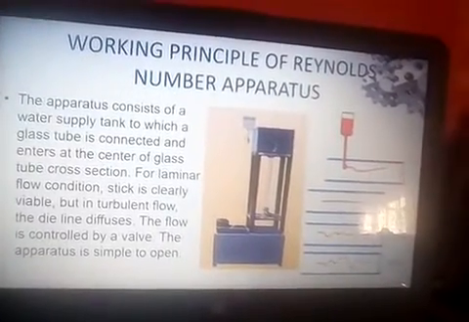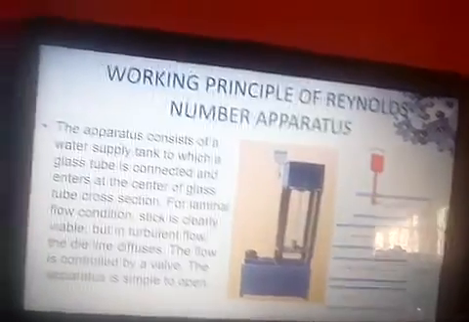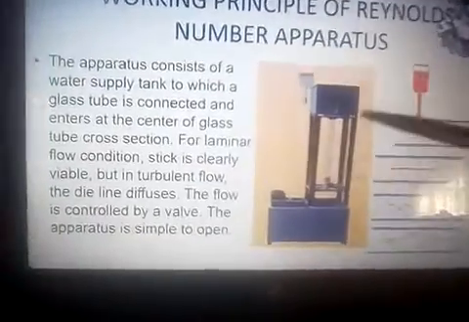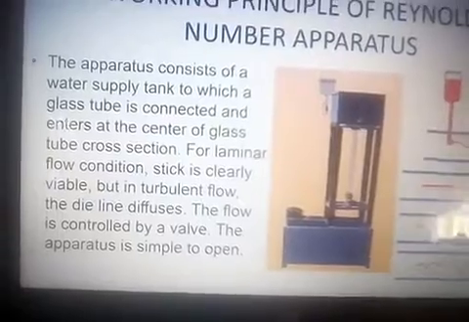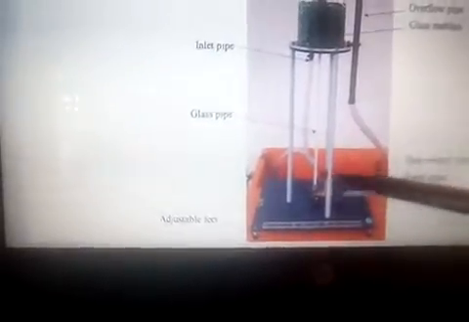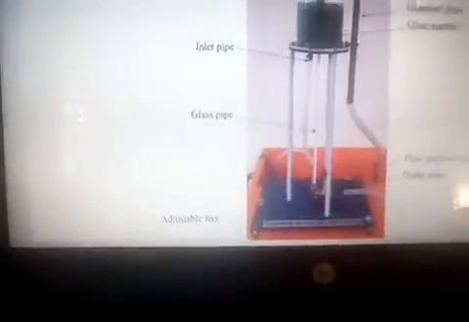The flow is controlled by a valve and the apparatus is simple to operate. As you can see, yung valve na tinutukoy dito is this one. Yung iniikot yan to control the flow rate.